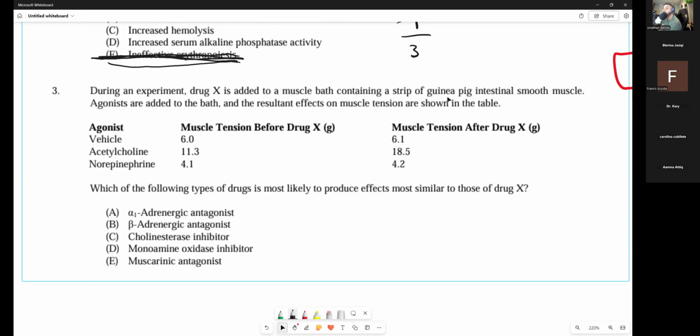Okay. So what are they telling me here? They're basically saying that they have drug X, they're putting this on a muscle, specifically smooth muscle of the intestines. Agonists are added to the bath, and now they're looking at the effect. So they gave agonist and they gave drug X. So first they have drug X, and they're comparing this.